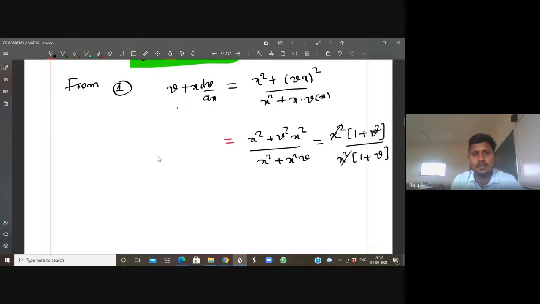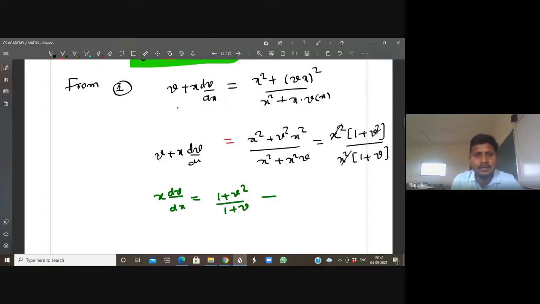Here see students, left side is v plus x dv by dx. Now I want to take this v to the right side. In every question, LHS is fixed: v plus x dv by dx always. In this entire exercise on homogeneous equations, LHS you will get v plus x dv by dx only. After that, this v you can take to the right side. Then in LHS, the remaining value is x dv by dx is equal to 1 plus v square by 1 plus v.